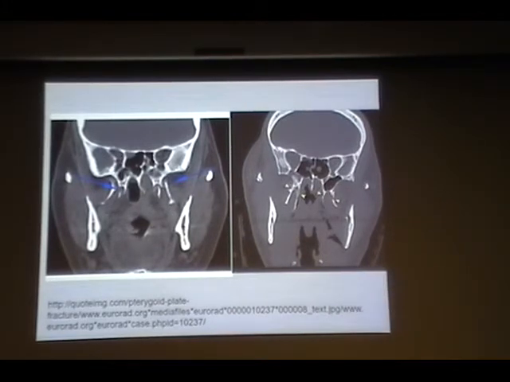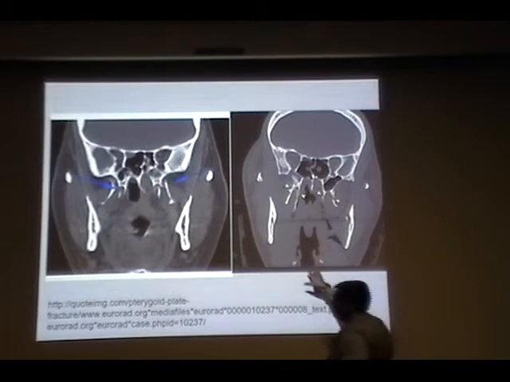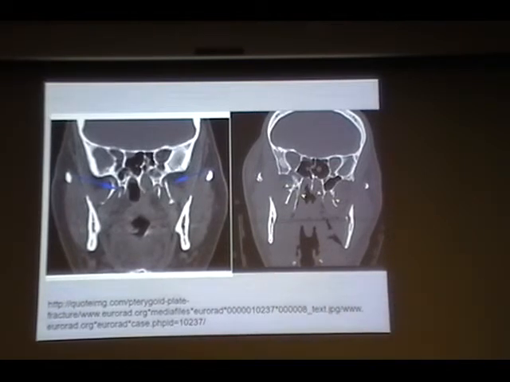Here is a different example where there was an automobile accident, and you can see clearly that the pterygoid plates are fractured. This is the medial pterygoid plate and the lateral pterygoid plate, which are fractured. So this is a different case, but showing fracture of the pterygoid plate in an automobile accident.